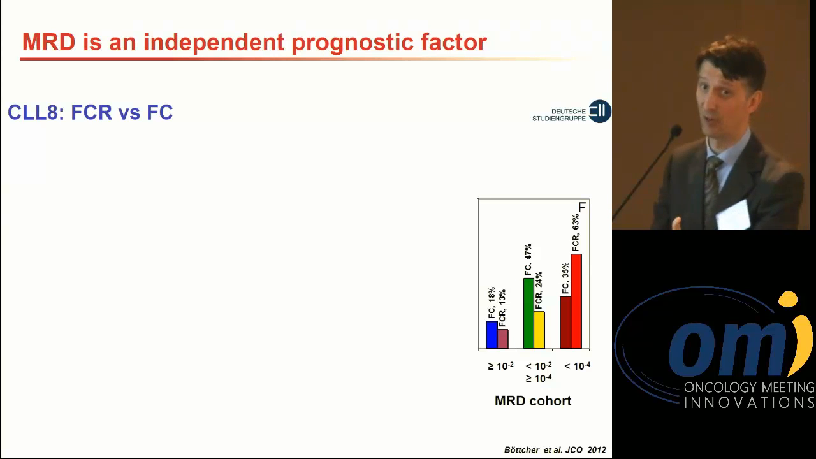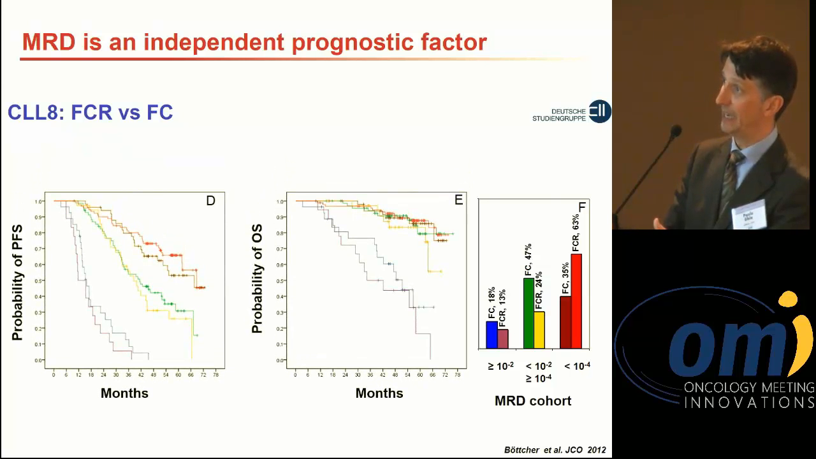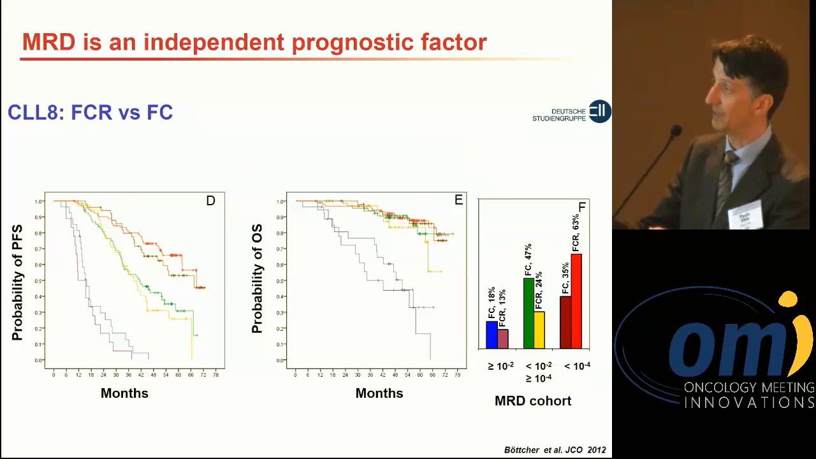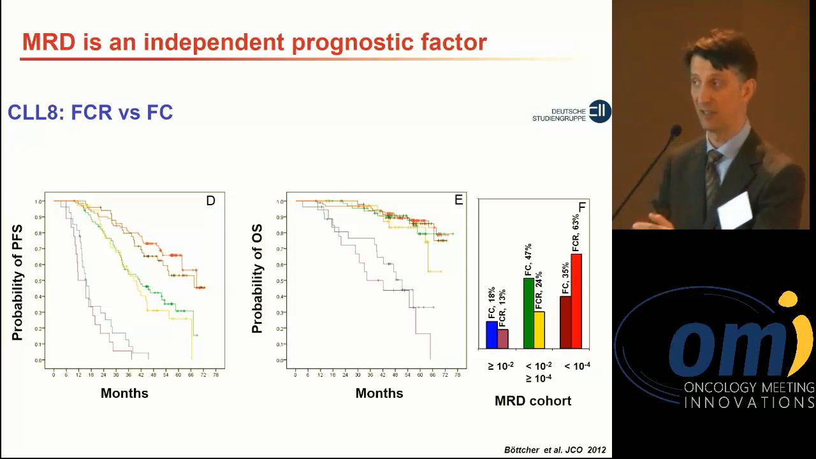The value of MRD then has been established once and for all, I would say, at least for immunochemotherapy, by the CLL8 study comparing FCR versus FC, where they showed that again, you can achieve MRD negativity, less than 10 to the minus 4, with either combination. You get more MRD negativity with FCR, as you expect, rather than FC. But still, if you get into complete remission, MRD negative below 10 to the minus 4, then the progression-free and the overall survival is identical, regardless of how you achieved your complete remission.